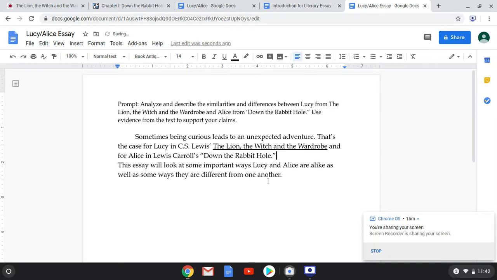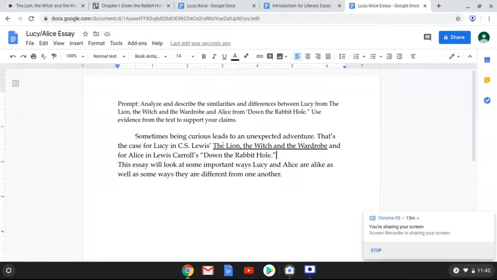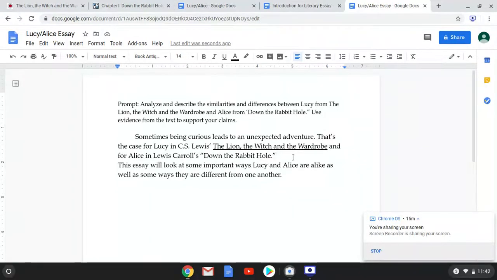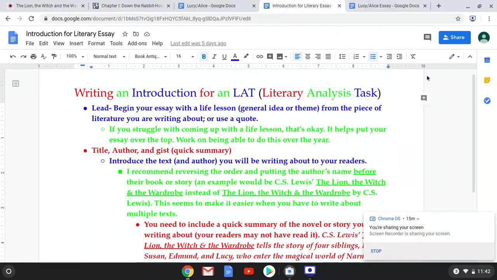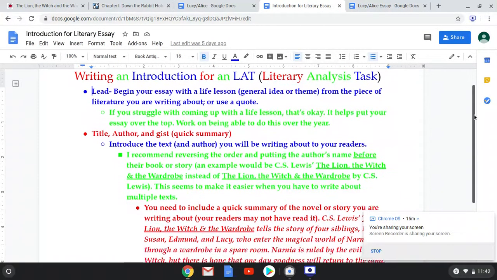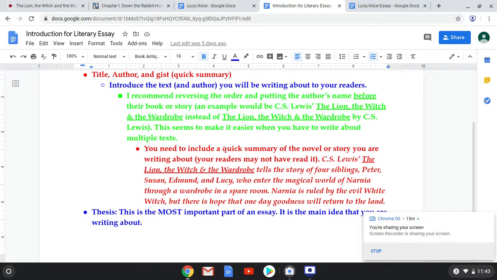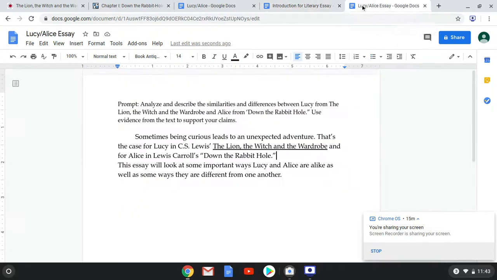All right, I put the author's names first, and then the title. That's just something I do. But you could have said The Lion, the Witch, and the Wardrobe by C.S. Lewis. Okay, so I've introduced my characters, but the main thing is I've introduced the text, The Lion, the Witch, and the Wardrobe, and Down the Rabbit Hole. Now, what I want to do is a quick gist. So real quick, a gist. A gist is just a quick summary of the novel or story you are writing about, because your readers may not have read it. Okay, so now we're going to do that.